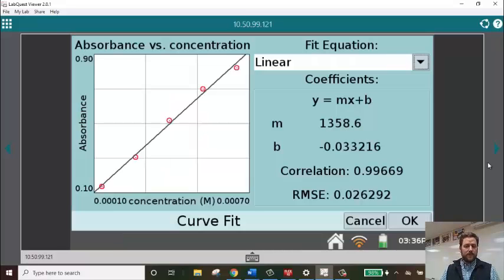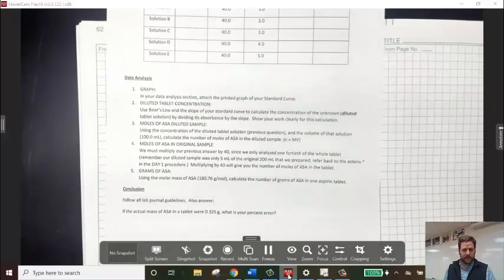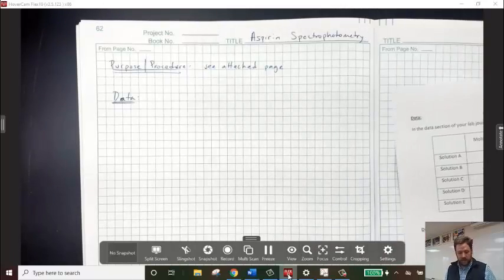We're going to want to refer back to these numbers later in our lab in order to calculate the concentration of our unknown. A separate video will talk about the data analysis and how we can find out exactly how much active ingredient is in the aspirin.